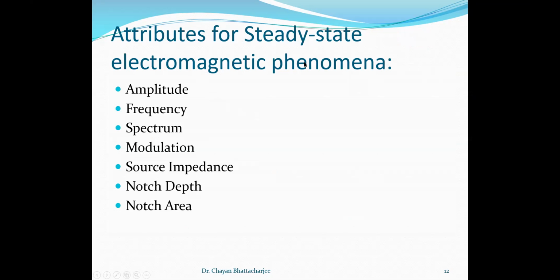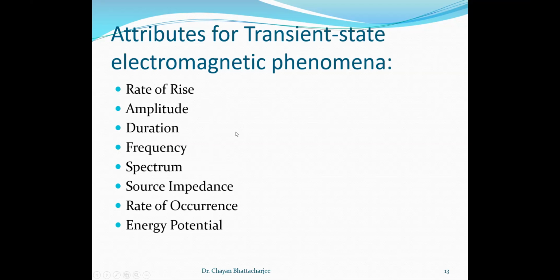Next, attributes for steady state electromagnetic phenomena. If you want to measure some steady state electromagnetic phenomenon or steady state power quality disturbance, then you have to find its amplitude, frequency, spectrum. Spectrum is a frequency spectrum. Modulation, if it is amplitude modulation, phase modulation, or frequency modulation, then that particular modulation needs to be found out. Then your source impedance. And in case of notches, you have to find notch depth and notch area. So we'll come to this. What is notch depth and notch area? So these are the attributes that you have to find for steady state disturbance.